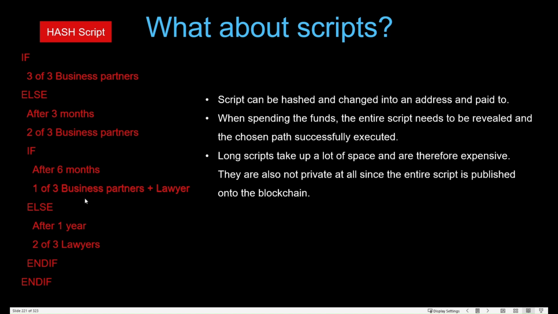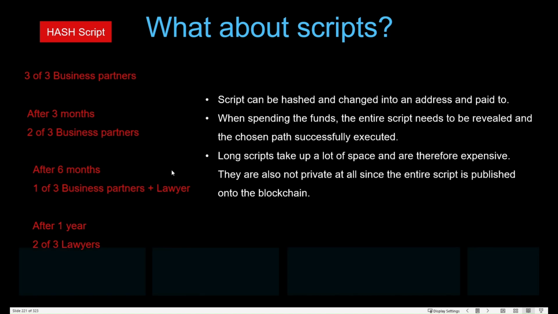So that's the first problem we're going to try to solve: I don't want to have to reveal everything. If I'm just paying with my best case scenario, 3 of 3, the world doesn't need to know about all this. This is my private business script. This is my private inheritance script. I don't want to share that.